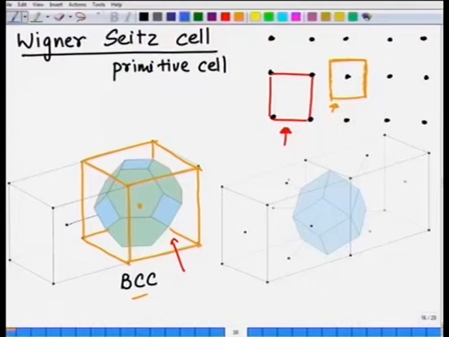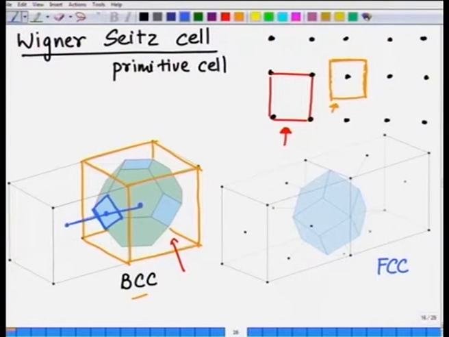In the case of BCC, clearly, as the geometry shows, I have a center point, here is this line, and this is the perpendicular bisector for it. There is a plane which is the perpendicular bisector, which intersects at this particular point here, and then I make the smallest volume like this. Then what you have is a primitive cell, because the only thing in there is one point in the center, and that is called a Wigner-Seitz cell. Similarly, it is done here for FCC.